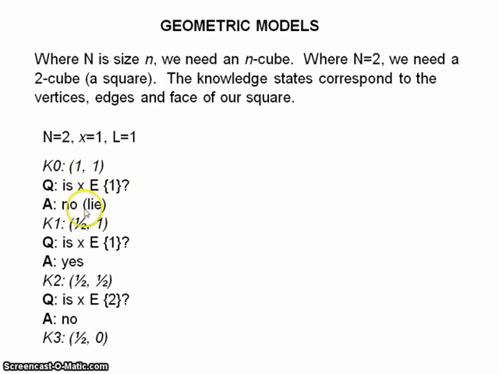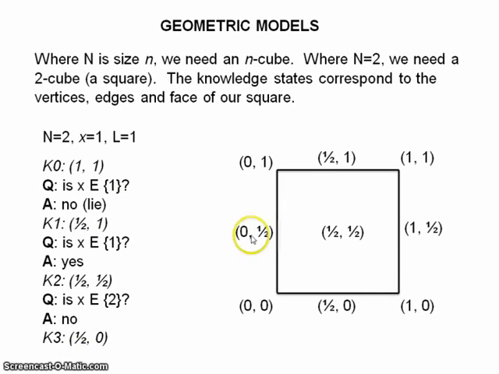We say, is x an element of 1? No. Is it an element of 1? Yes. Is it an element of 2? No. And you can see, very simple game, and we find 1 with 1 lie. Right. Here's a square with the knowledge states labelled on it, and how this works is basically the vertices correspond to a knowledge state, the edges correspond to a knowledge state, and the face of the square itself also corresponds to a knowledge state.